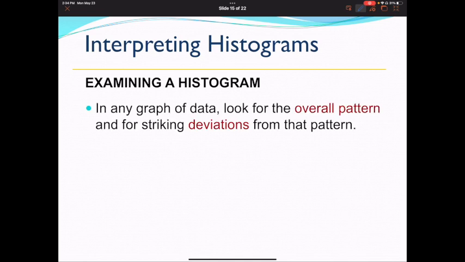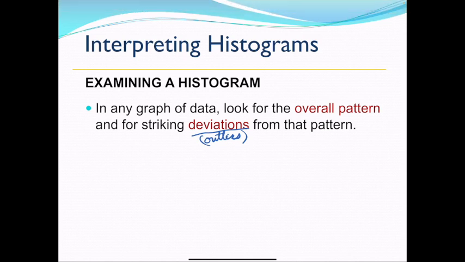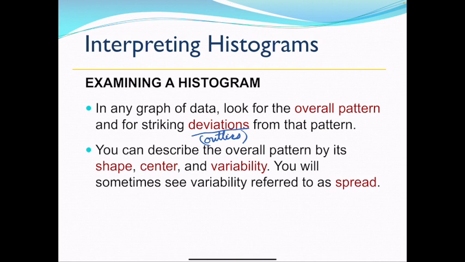When we examine a histogram, we want to look for our overall pattern or any striking deviations from that pattern. By deviations, we mean outliers, or we might mean changes. Outliers are data values that are really far away. If you're looking at income in the United States, outliers would be like Jeff Bezos, Elon Musk, right? They're way, way outliers. We can describe our pattern by its shape, where its center is, and how much variability is going on. You'll sometimes see variability referred to as the spread of your data or your range.